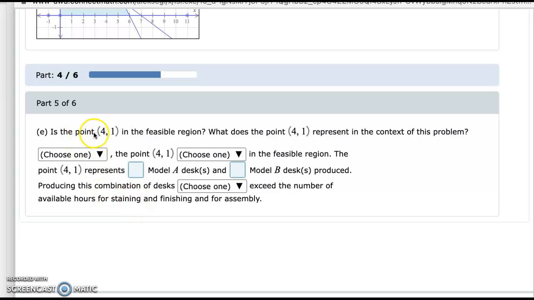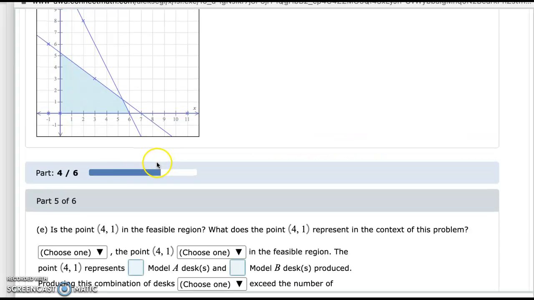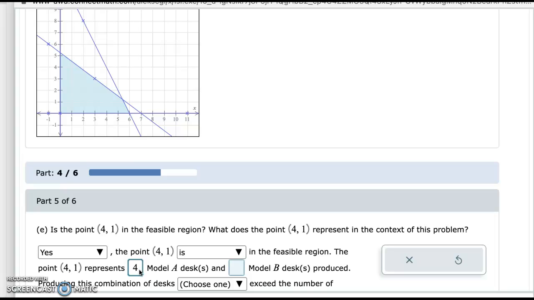Part 5 says, is the point 4,1 in the feasible region, and what does the point 4,1 represent in the context of this problem? So where's 4,1? 4,1 is here. 4 is the x value, and 1 is the y value. Yes, the point is in the feasible region.